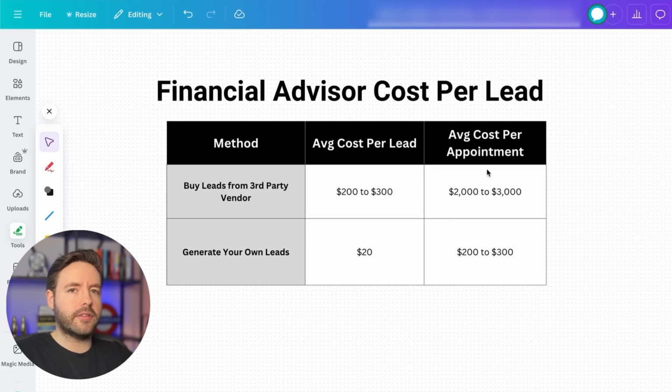So for our clients, we typically see anywhere from a $50 to $500 cost per appointment, with $200 to $300 being the most common range. Now, you might be wondering what affects the cost per appointment. Why is the range so different?